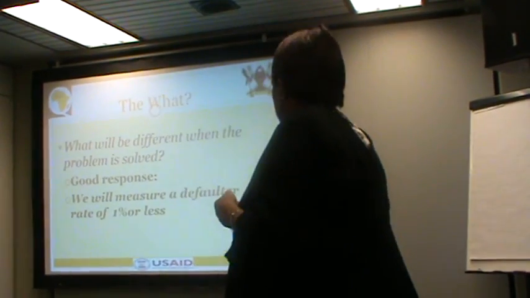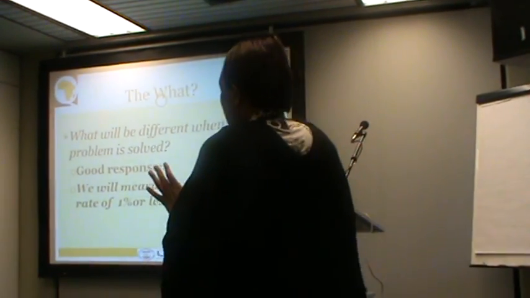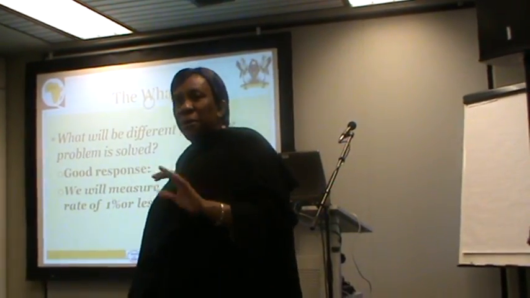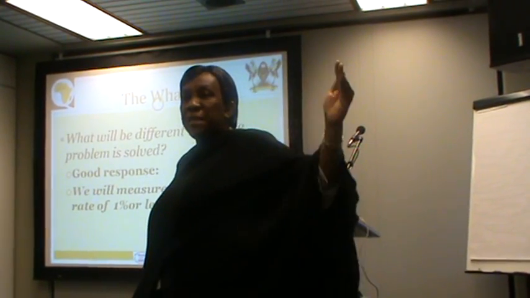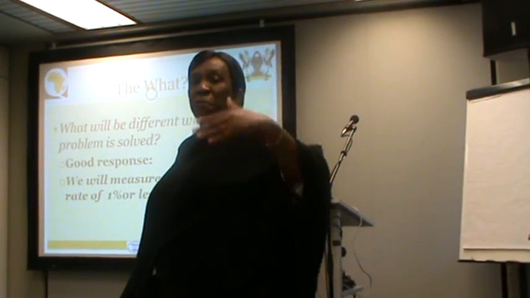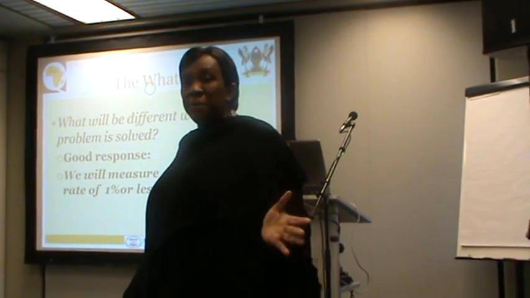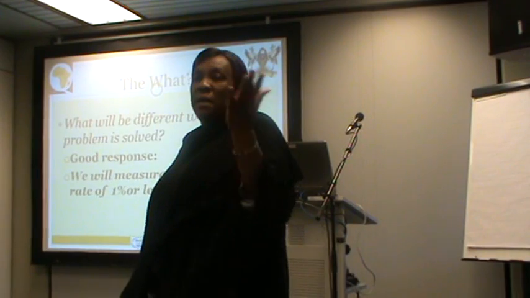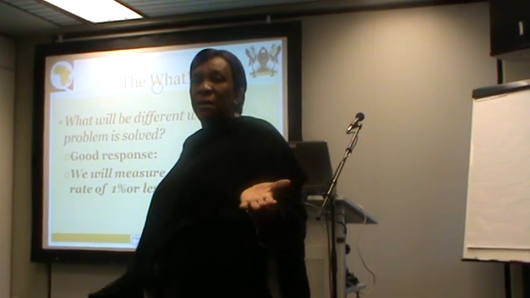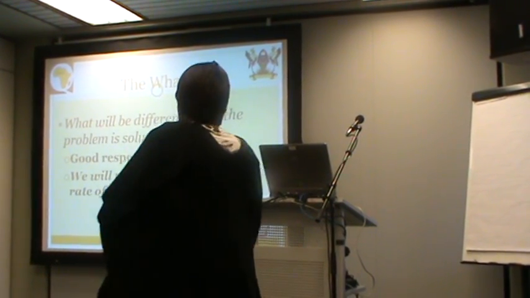So in our case, we say yes, because if we get a defaulter rate less than 1%, hooray! It means more people have completed treatment. If more people have completed treatment, there are fewer people spreading TB HIV, there are fewer people dying, there are fewer people sick, and we have a healthier group. Okay? So it is worth solving.